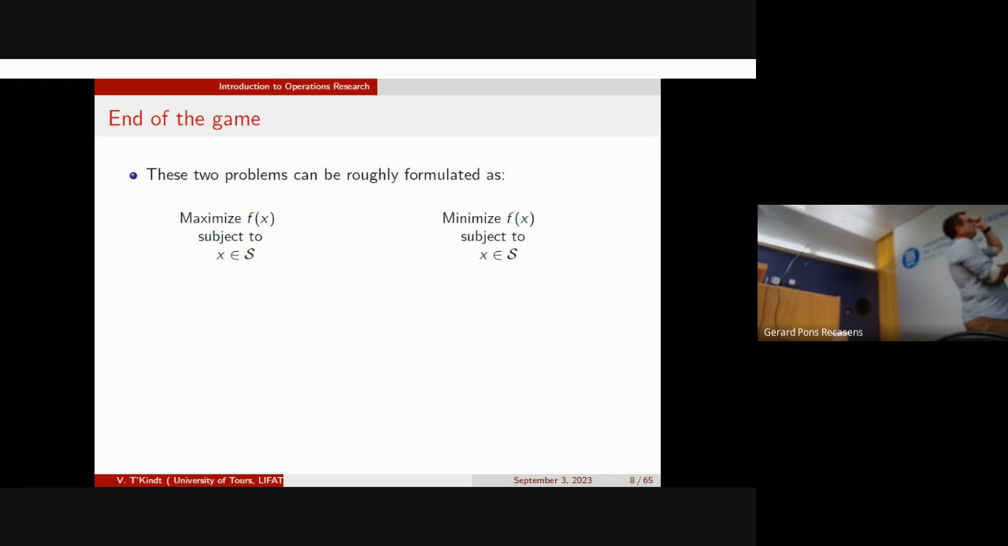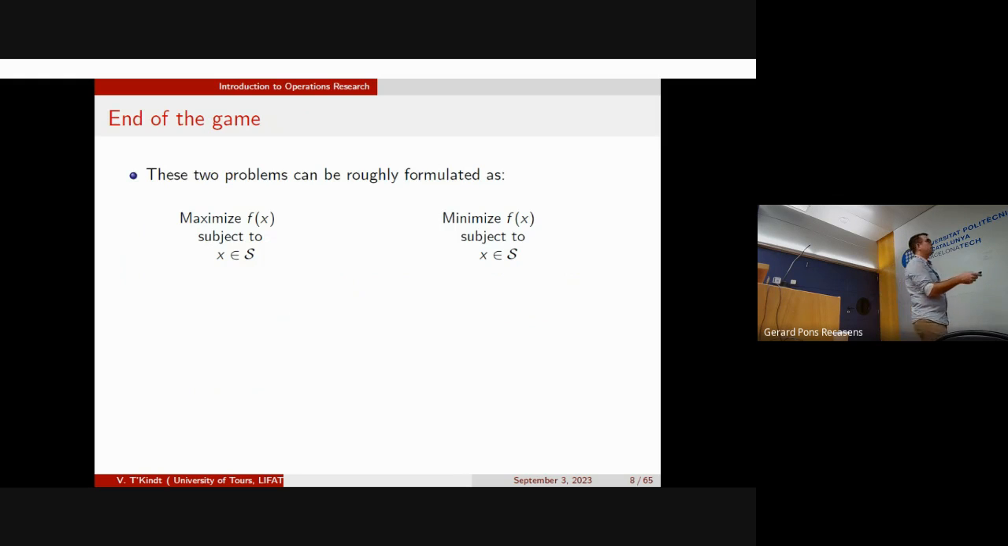So these two problems, you can roughly formulate them as either maximize an objective function or minimize an objective function. In the knapsack problem, what we wanted to do is to maximize the sum of the contributions of the items, of the objects. So it was a maximization problem. While for the TSP, we want to minimize the length of the tour. So we have there a minimization problem.